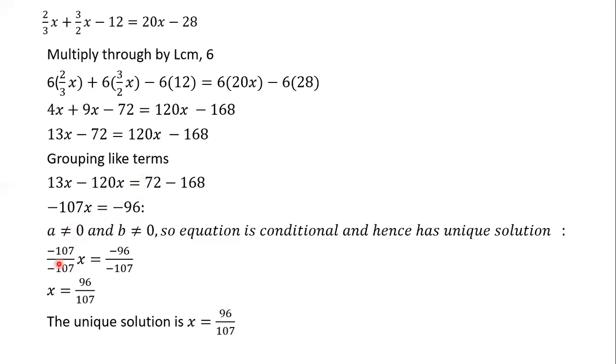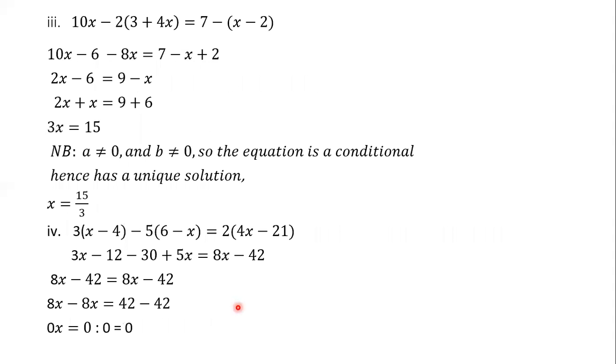So that's what you see here. So dividing by negative 107, you get x equal to negative 96 over negative 107. Negative will cancel negative, because we learned at basic school that negative times negative is positive. So therefore, x now becomes 96 over 107. Don't say 1 O 7, because O is an alphabet, not a figure. So it's 107. So we're having the unique solution as 96 over 107.